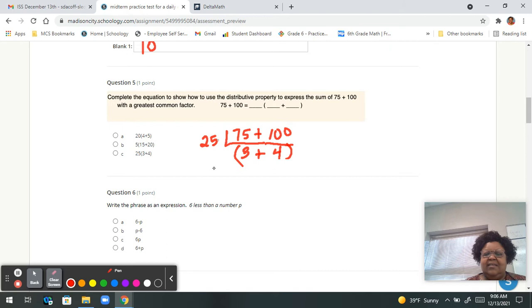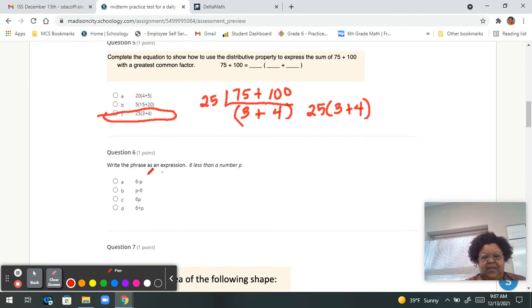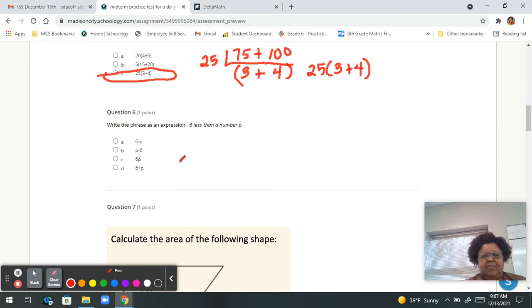So that's what goes in parentheses. So we would write it as a distributed or factored form like that. So it would be 25 times 3 plus 4. If you notice here, this is a form, if you had started with 5, you would have had 5 times 15 plus 20, but that's not one and done. You can still divide 15 and 20 by 5. So remember, get it down to one and done. This one tripped a lot of people up.